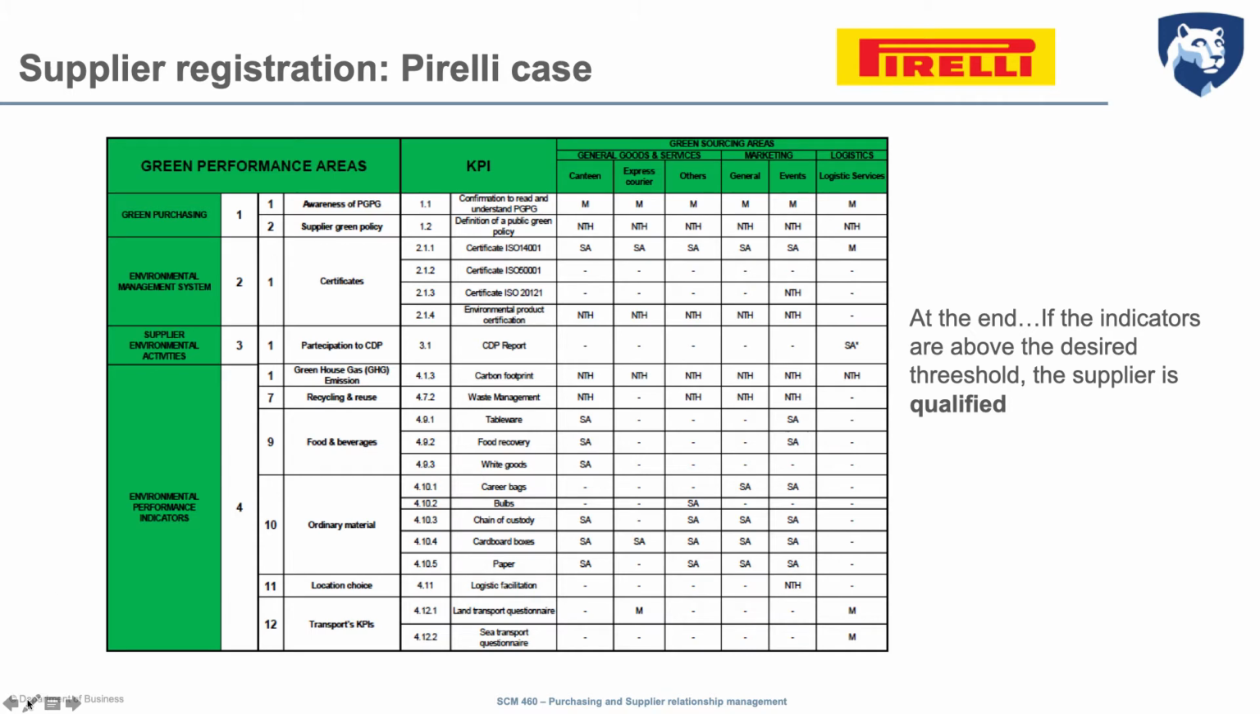Okay, I don't want to deep dive, you can look in more detail at that, but you see green purchasing, environmental management system, supplier environmental activities, and environmental performance indicator. So how much they purchase green products, if they have an environmental management system in place, if they take care of the environment in their production activities, and if they measure their environmental performance and their environmental impact. So Pirelli has some indicators here that are associated with each supplier that wants to be qualified.